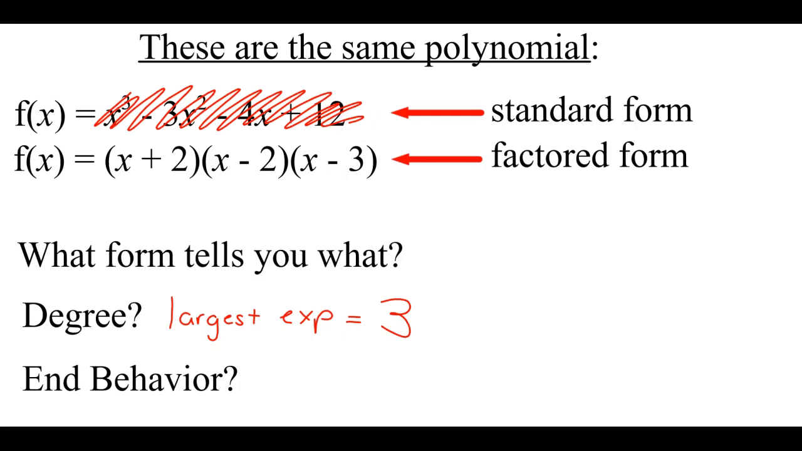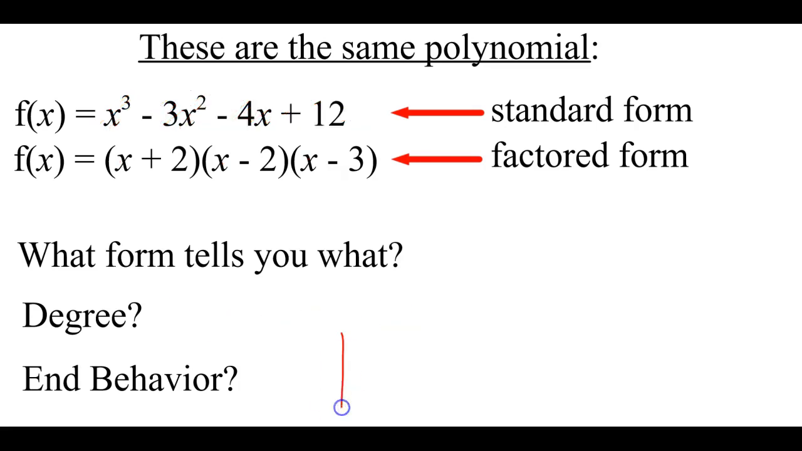Now, if I did not have this, how could I figure out the degree? Yeah, you basically count up the x's. Because if I were to FOIL all this out, what's x times x times x? X cubed. Yeah, so you still see the 3 there. It was hiding, okay?